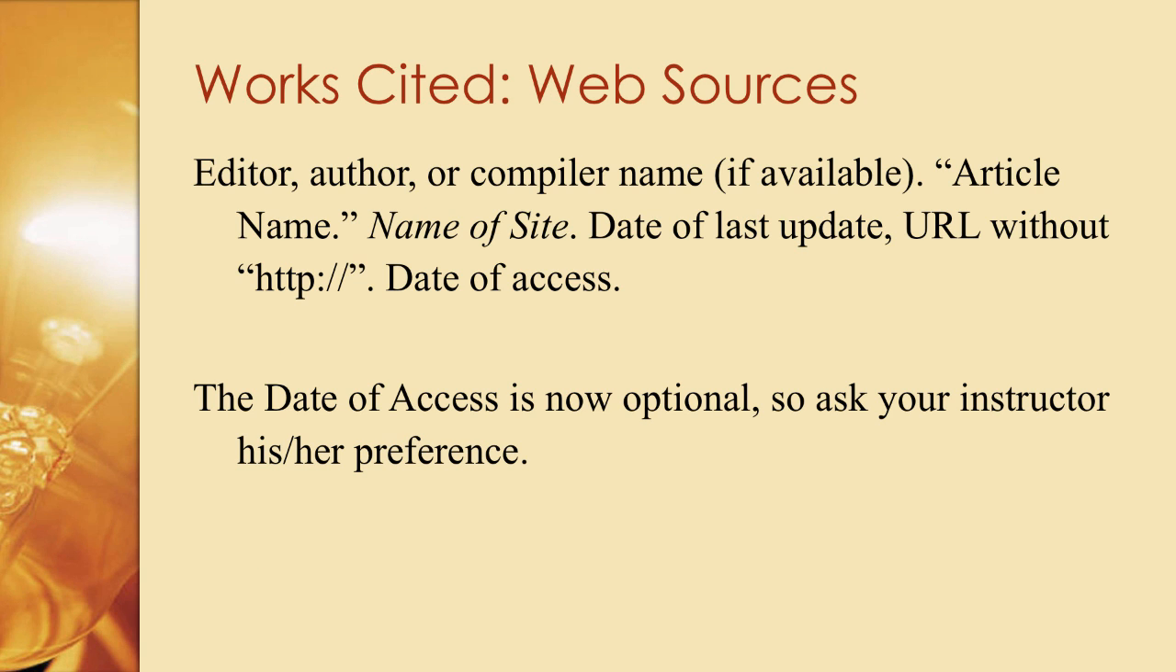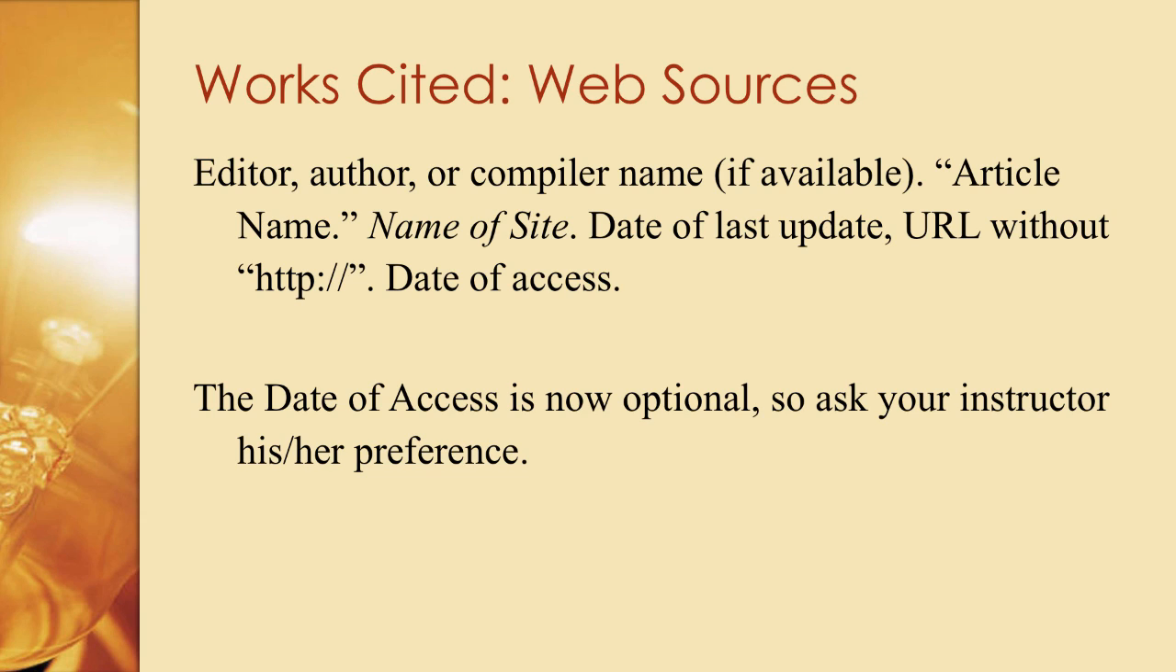Web sources can be a little bit tricky because they don't always have everything that you would need for a citation. So you try to give as much as possible. The way that online sources are cited is one of the major changes in the 2016 version. So you want to make sure you pay close attention to this. You start with the editor, author, or compiler's name, last name, comma, first name, if it's available. If it's not available, you want to make sure that you go through your list as to how to determine whether or not the source is credible.